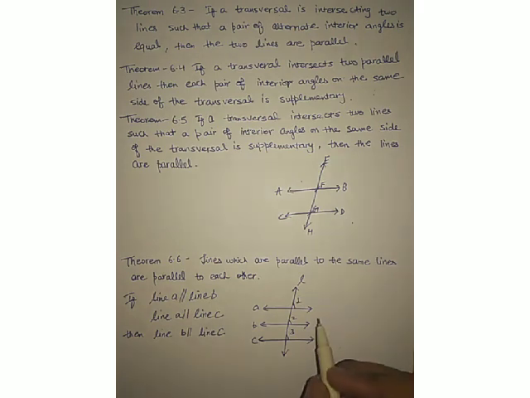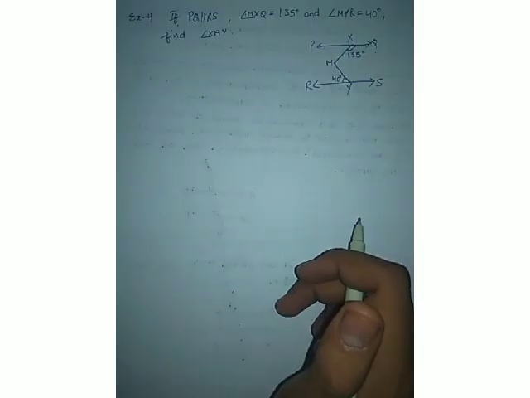Similarly, angle 1 will be equal to angle 2 because they are corresponding angles, and angle 2 will be equal to angle 3. In this way, angle 1 will be equal to angle 3. Or you can say, if angle 1 is equal to angle 2 and angle 1 is equal to angle 3, then as a result, angle 2 will be equal to angle 3. So this is what this theorem is trying to say. With this, we are done with the theorem part of exercise 6.2. Now let's move to the examples of this exercise.